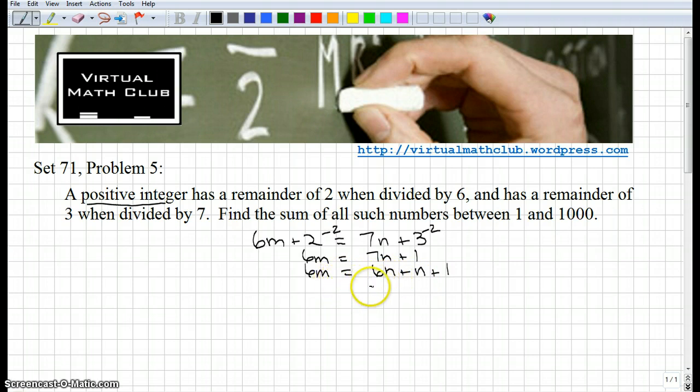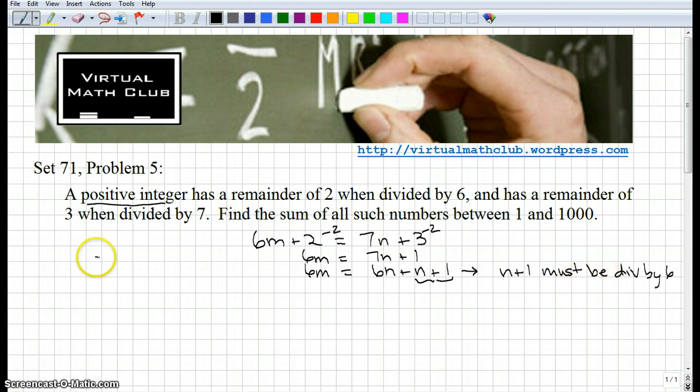So what this means then is that n plus 1 must be divisible by 6. You see that? Divisible by 6. n plus 1 has to be divisible by 6 because I know that 6n is divisible by 6, and when I divide both sides by 6 I should get an integer, right? And so if 6n is divisible by 6, then the only way that the whole thing can be divisible by 6 is if this is divisible by 6. So I know that n plus 1 has to be divisible by 6.